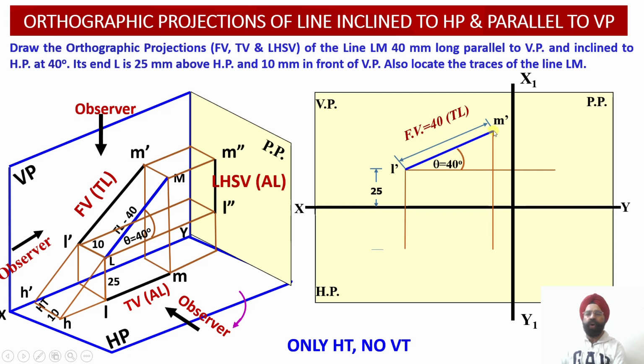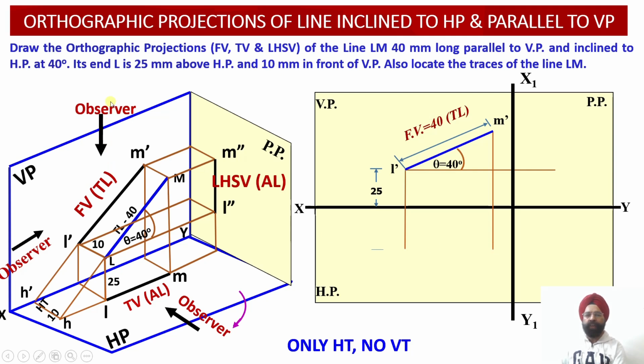Using the orthographic projections of the points principles, we know that wherever the L dash point is located, onto the same vertical projection line the projection corresponding to the point L will be located over here. Similarly, wherever the projections of M dash have been located, onto the same vertical projection line the projection of the point M will be located onto the horizontal plane.